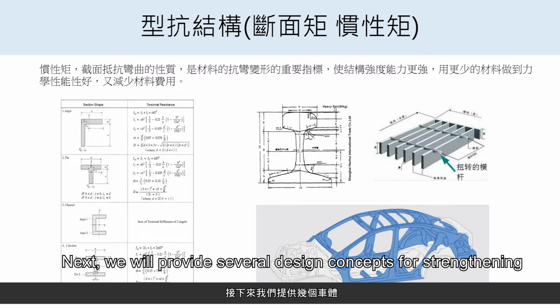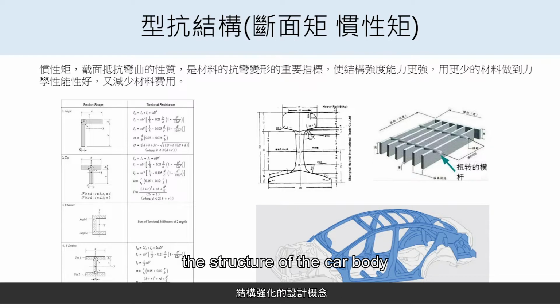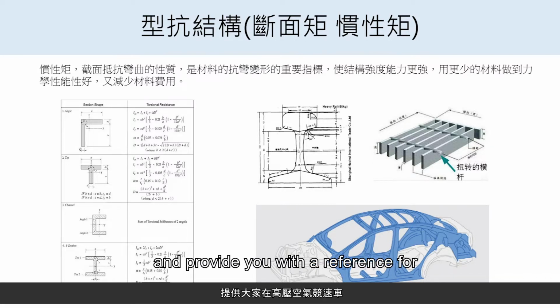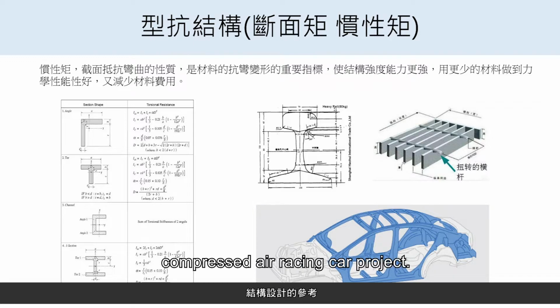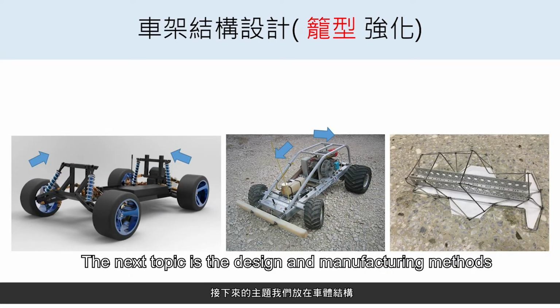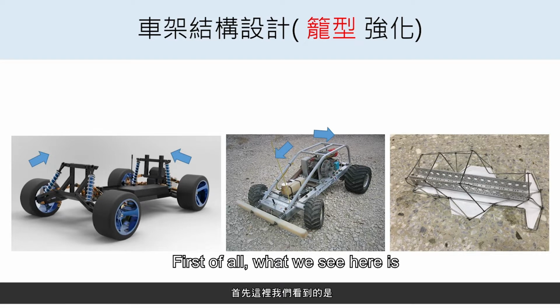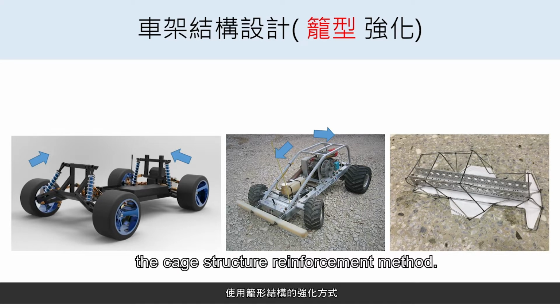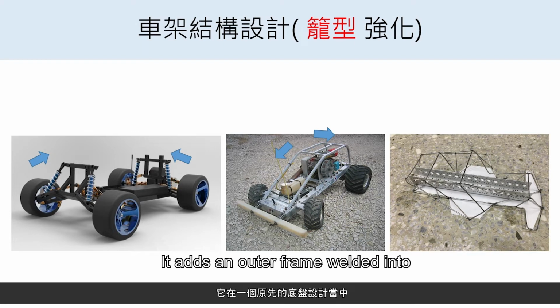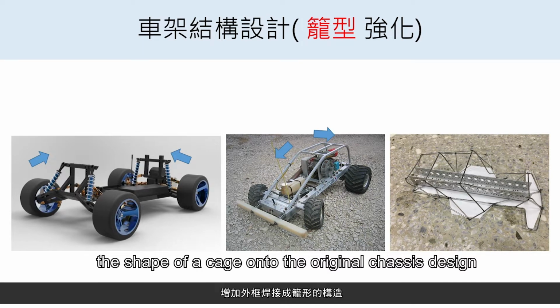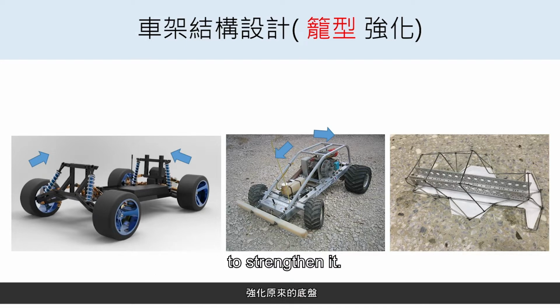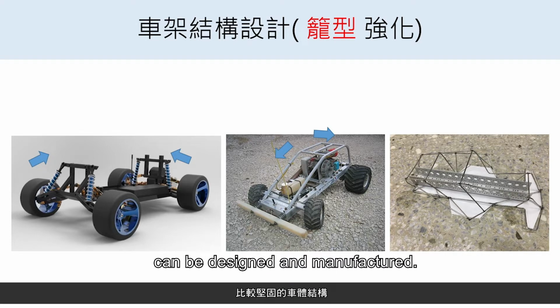Next, we will provide several design concepts for strengthening the structure of the car body and provide you with a reference for the structure design of your compressed air racing car project. The next topic is the design and manufacturing methods for reinforcing the vehicle's body structure. First of all, what we see here is the cage structure reinforcement method. It adds an outer frame welded into the shape of a cage onto the original chassis design to strengthen it. With this method, a more sturdy car body structure can be designed and manufactured.